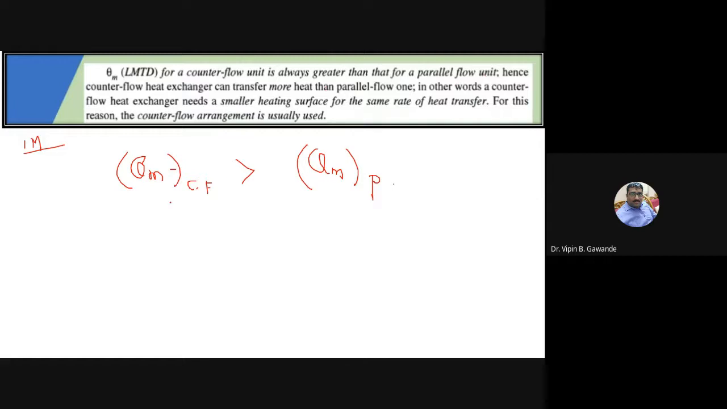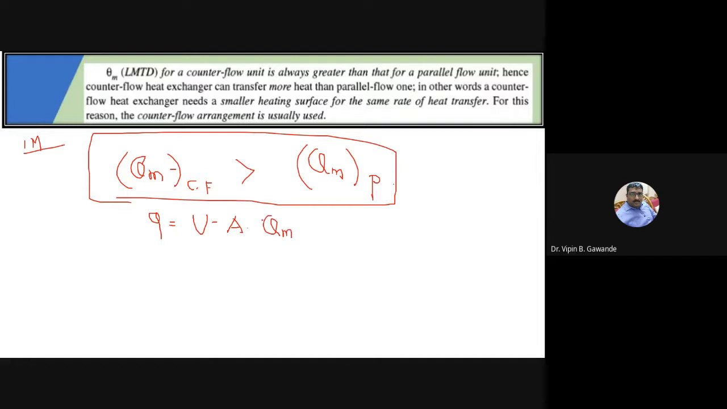But what does this statement indicate? We write Q is equal to U A theta m. Now if theta m for the counter flow heat exchanger is greater, by practical observation the LMTD value for the counter flow heat exchanger is greater than the parallel flow heat exchanger. Now what is the significance of this statement?